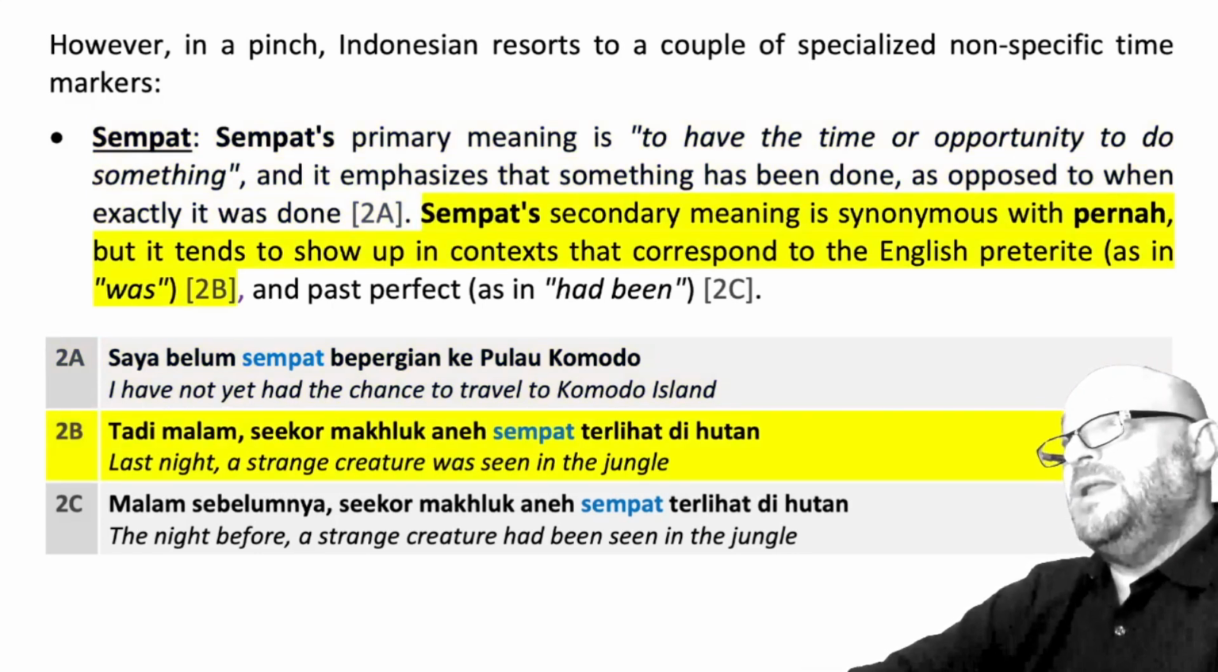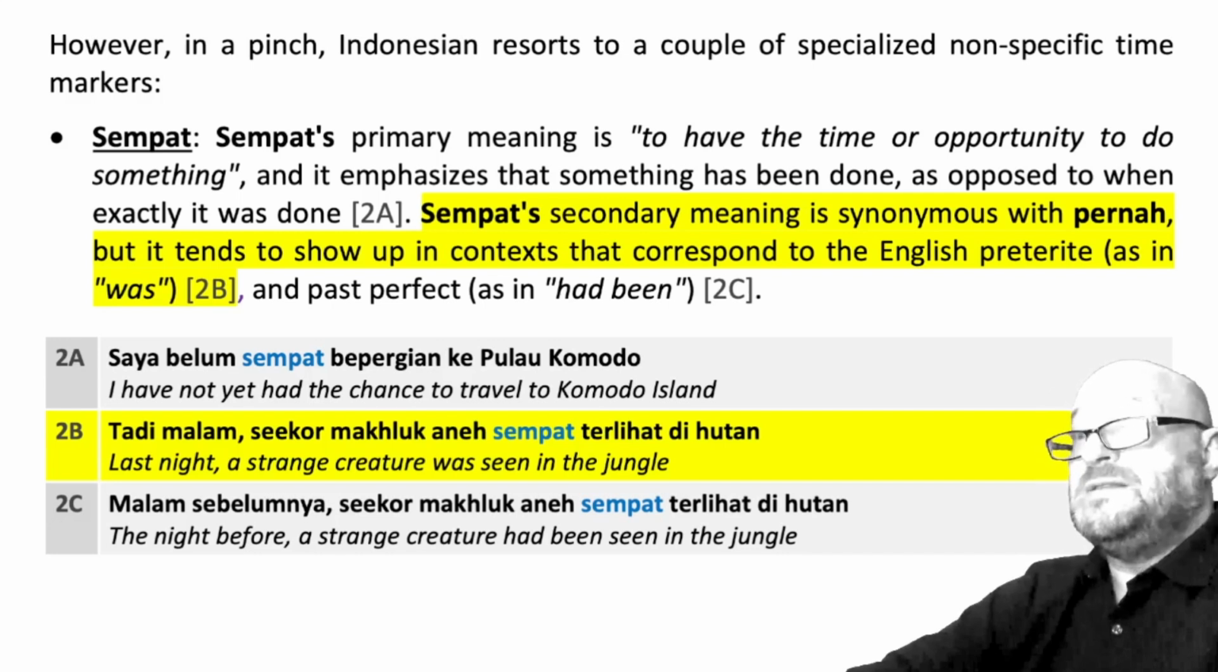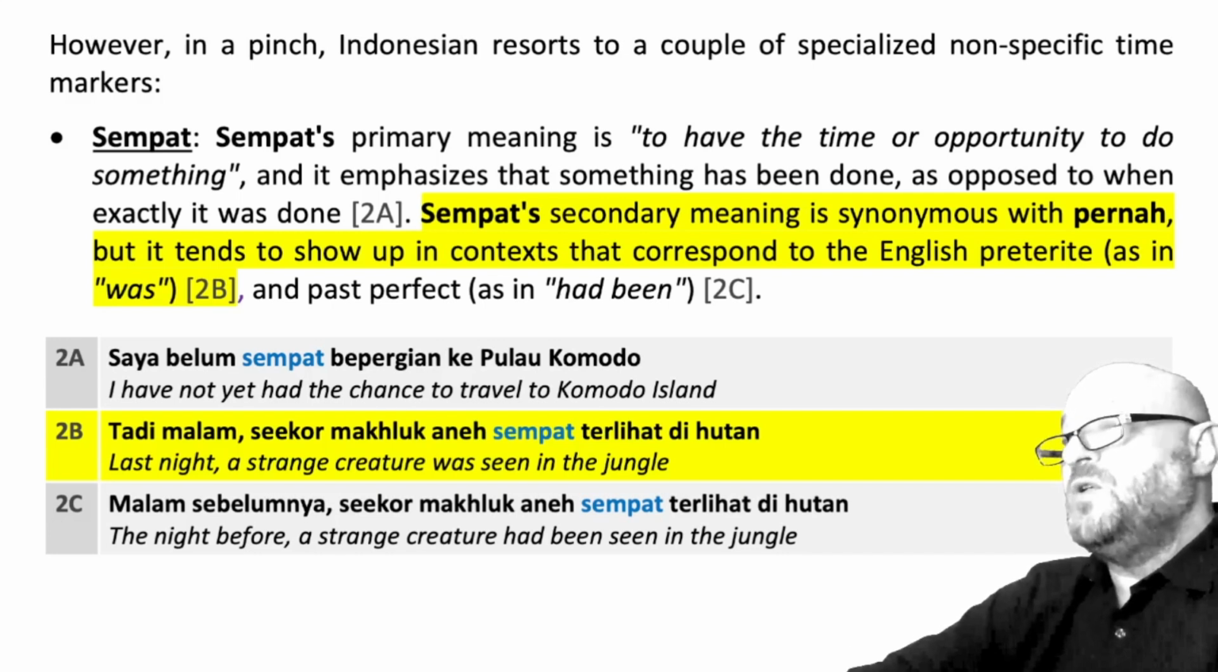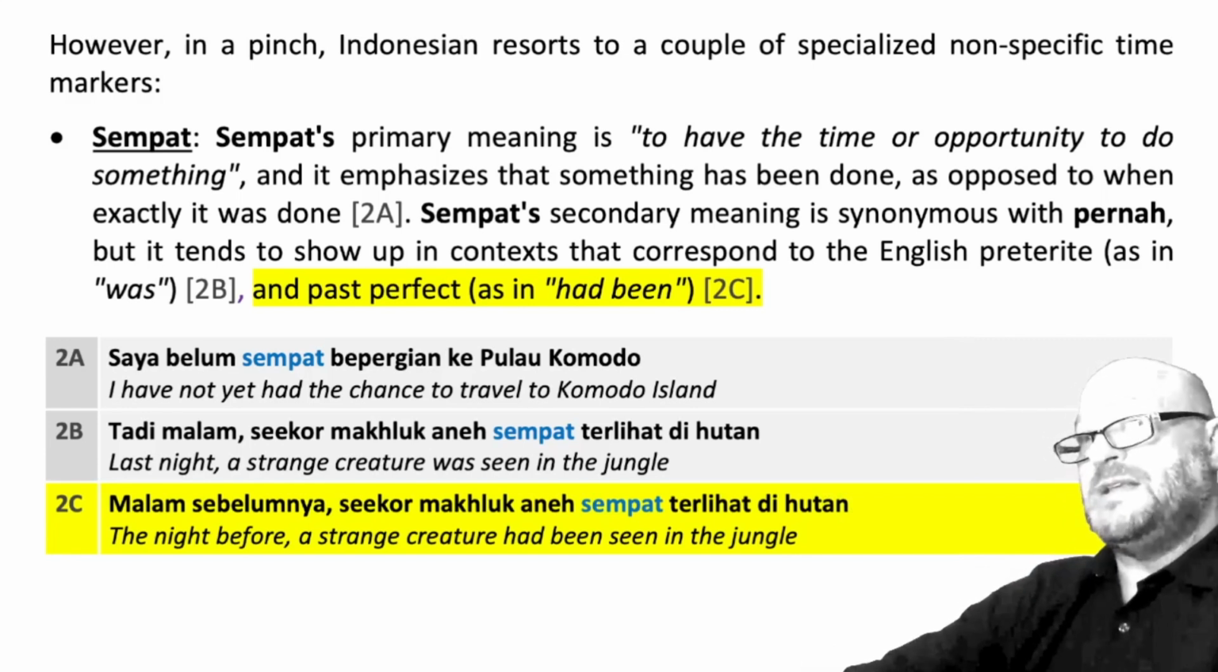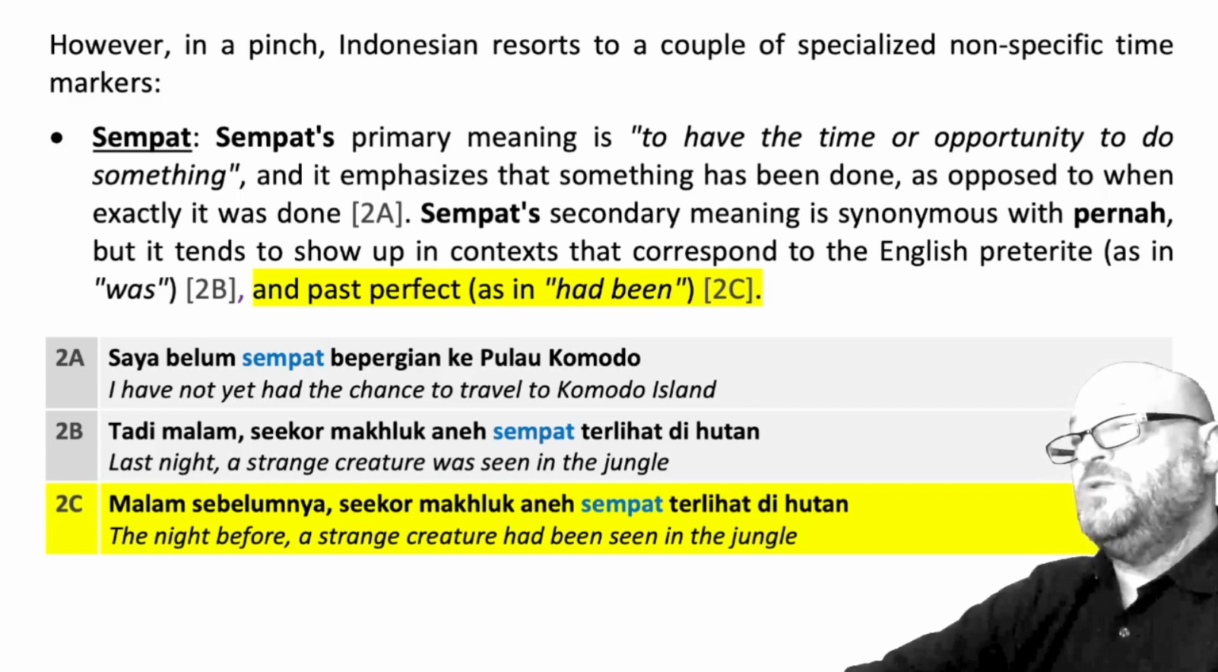Sempat's secondary meaning is synonymous with pernah, once, but it tends to show up in contexts that correspond to the English preterite, as in was. Example 2b, tadi malam seekor makhluk aneh sempat terlihat di hutan. Last night a strange creature was seen in the jungle. And sempat is used in past perfect context, as in had been. Example 2c. Malam sebelumnya seekor makhluk aneh sempat terlihat di hutan. The night before, a strange creature had been seen in the jungle.